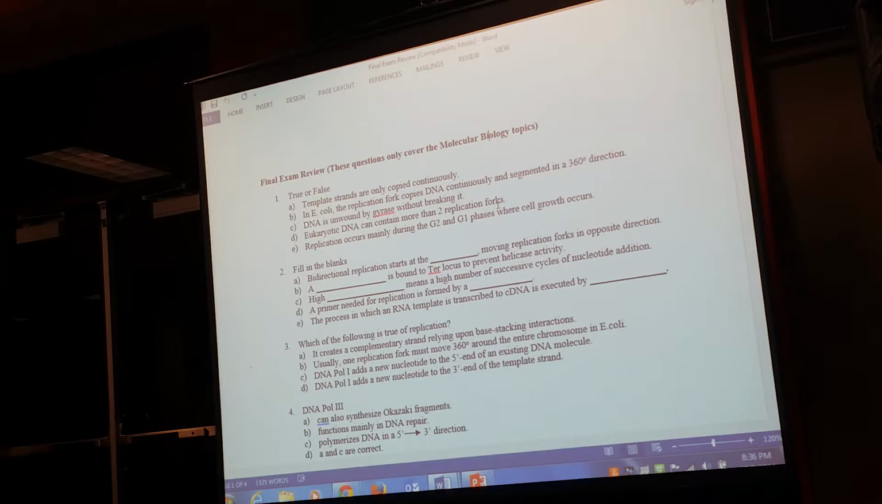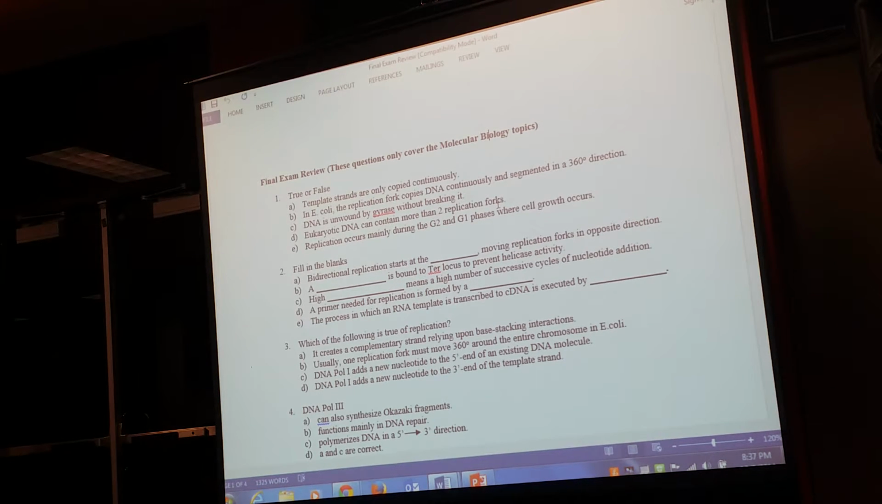And we know the lagging strand is generated discontinuously. In E. coli, the replication fork copies DNA continuously and segmented in a 360-degree direction. This is phrased a little bit differently than you will see on an exam, but remember that prokaryotic DNA is circular. It's not technically 360 degrees, so I should have put 180 degrees here, but remember that you have one origin of replication, so DNA is being generated in one half of the circle, and DNA is also being generated in the other half of the circle simultaneously, so I should have put 180 degrees there.